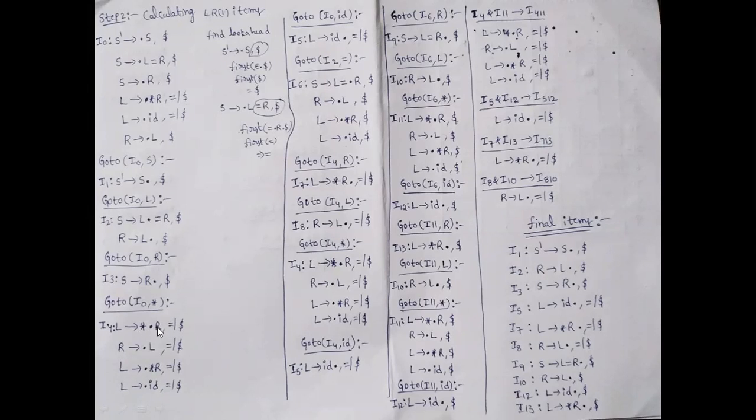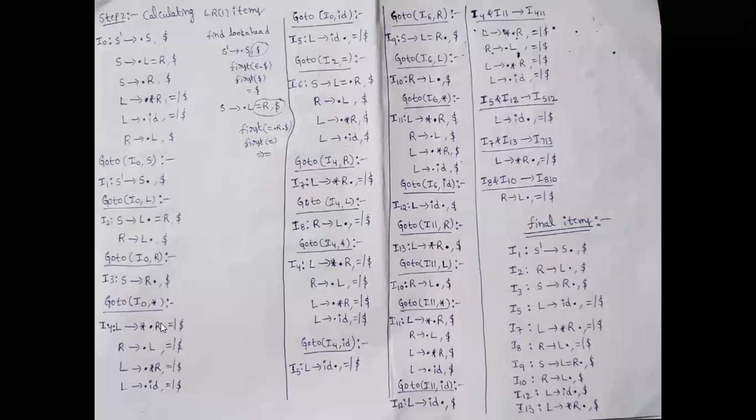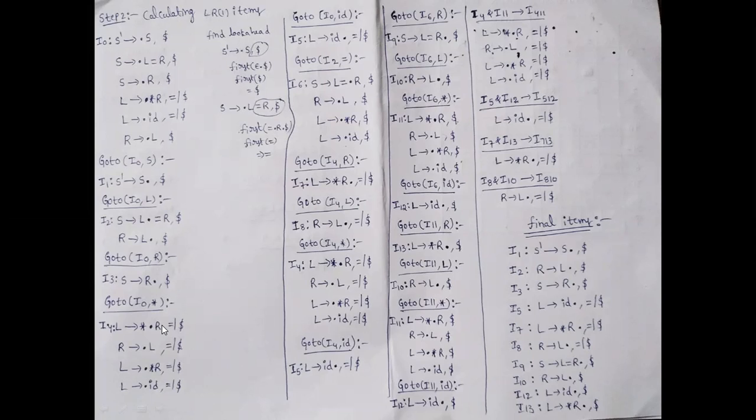Here we consider this production. After the dot we have a non-terminal, capital R, so we add the productions of capital R. What are the productions of capital R? We have only one production with capital R: R produces dot L. So we are adding the item dot L, the R production.